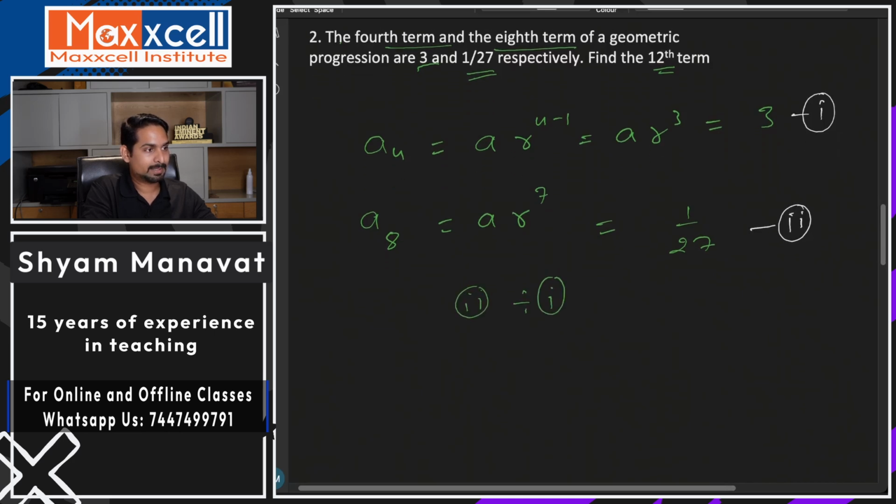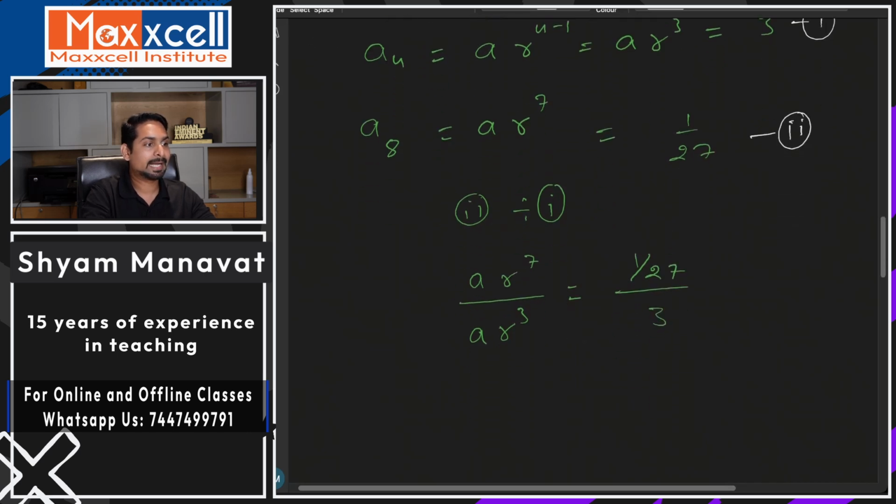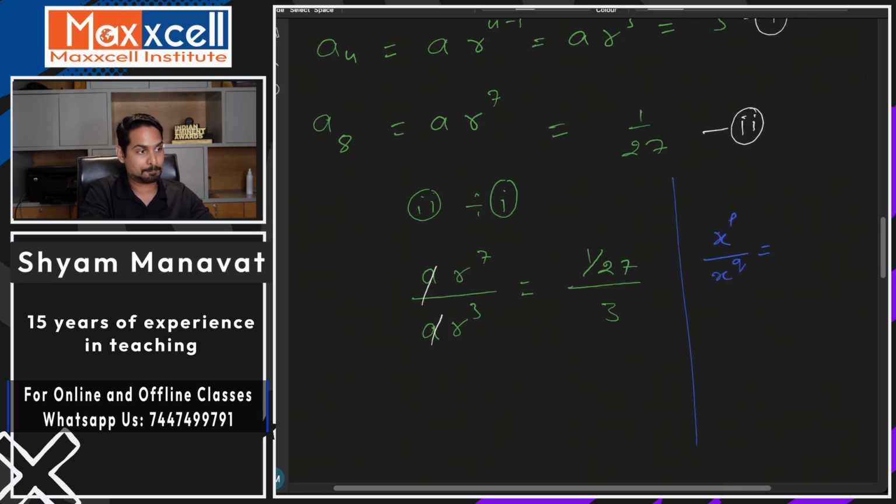AR^7 by AR^3 equals 1 upon 27 by 3. Here A and A get cancelled, and we use the indices property again. What is the indices property? X to the power P by X to the power Q. When the base is the same, what do you get here? X to the power P minus Q. The power gets subtracted. When they are in division and the base is the same, the power gets subtracted.